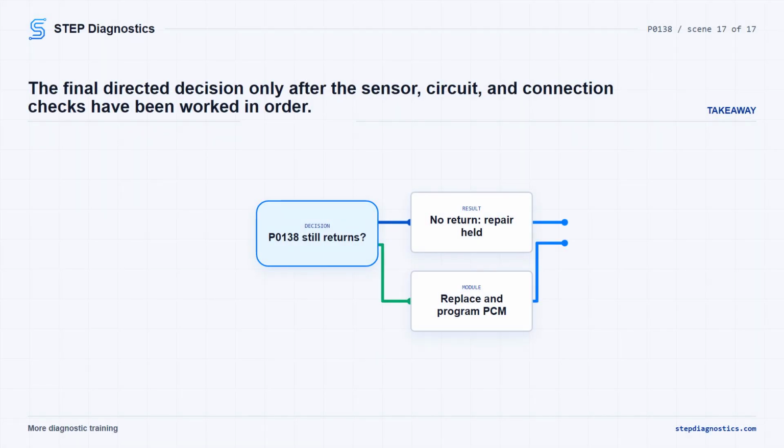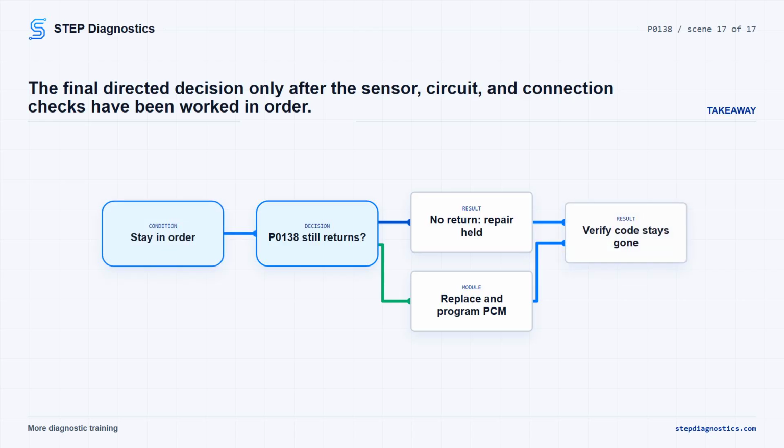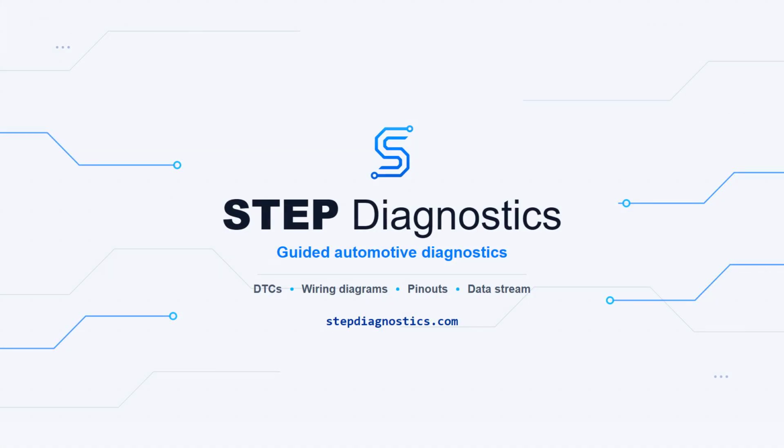If P0138 still returns after the sensor retest and the related connection checks, the remaining directed repair is to replace and program the PCM, then verify the repair and confirm the code stays gone. The key is to stay in order. Confirm the high signal, separate heater influence from signal circuit faults. Load test the circuits instead of relying on weak test lights, and only move to sensor or PCM decisions after the circuit checks support it.